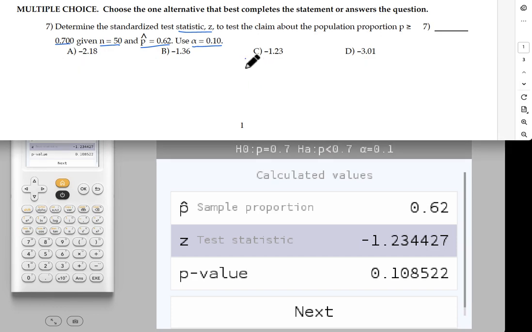With these questions, sometimes they ask for different things. Just make sure you're providing the correct answer for what they're asking. So number 7 is C.